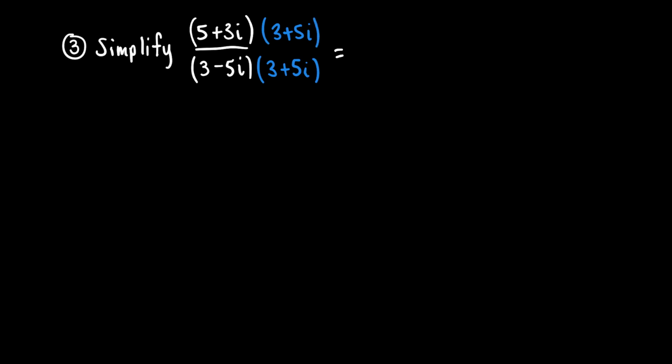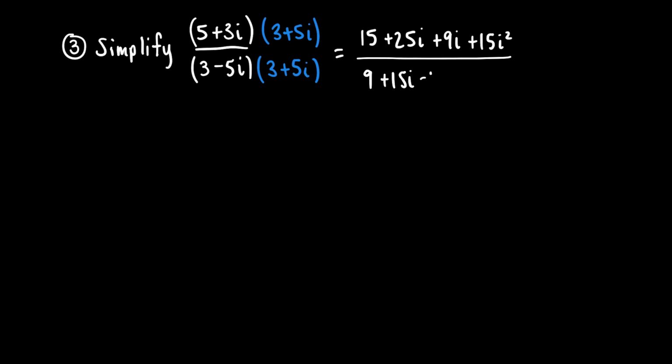And when we multiply this out, let's do the top here. So 5 times 3 is 15. 5 times 5i is plus 25i. 3i times 3 is 9i. And then 3i times 5i is 15i squared. On the bottom, we'll get 9 plus 15i minus 15i minus 25i squared.